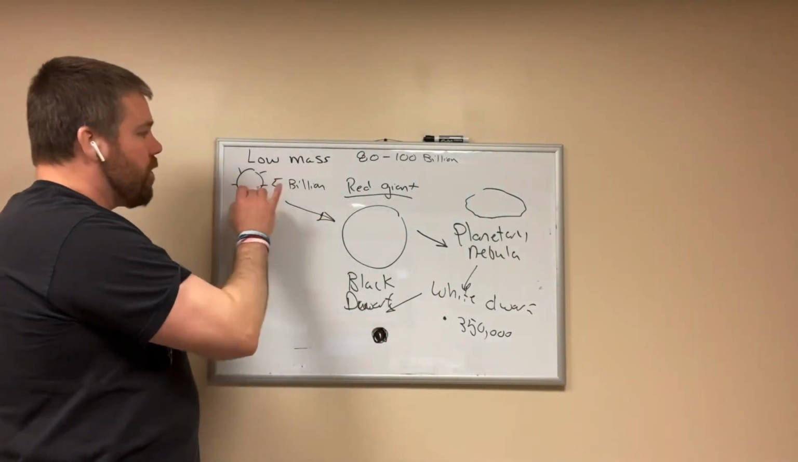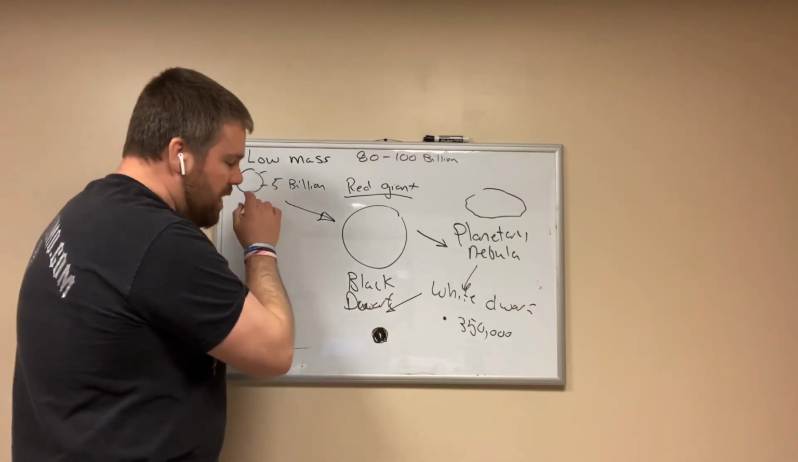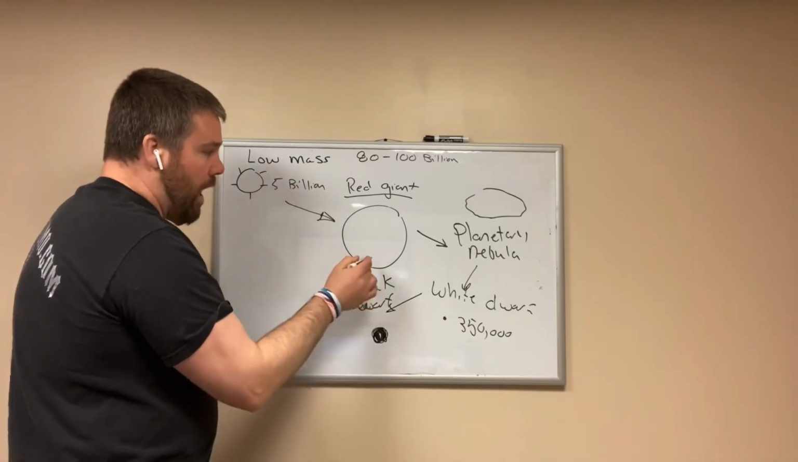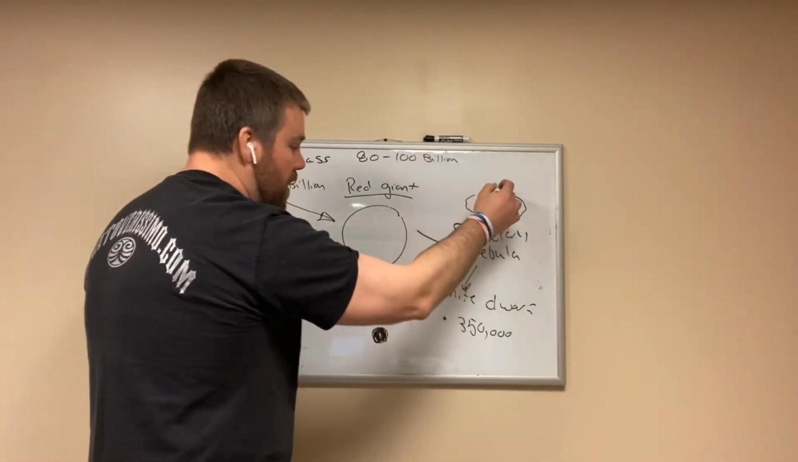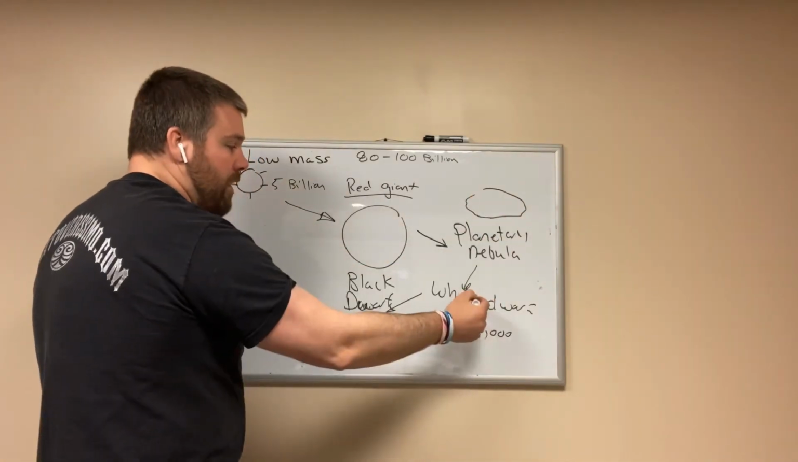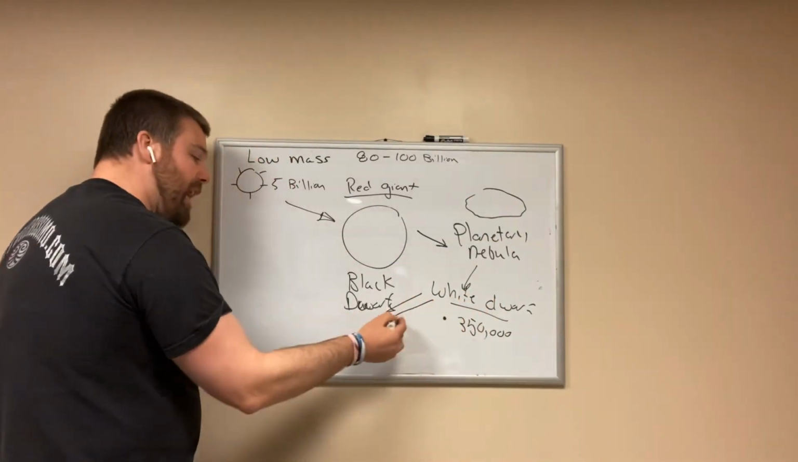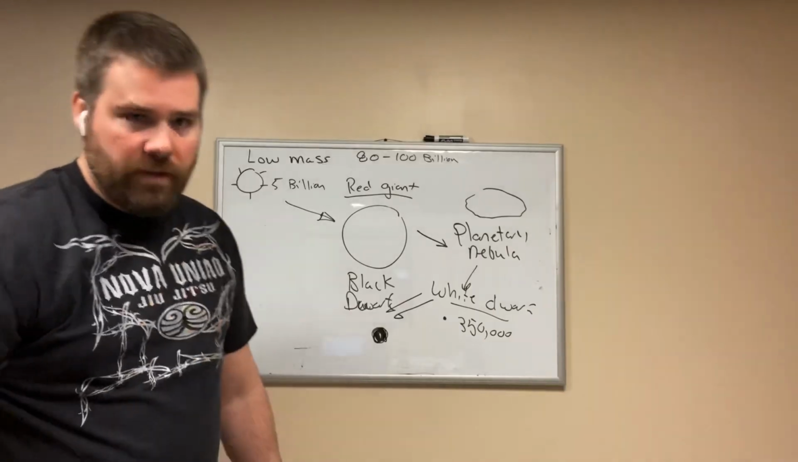So that's the cycle of a low mass star. We go from a main sequence star, a medium star, a regular star, to a red giant, from red giant to planetary nebula, from planetary nebula to a white dwarf in its last breath, and then from white dwarf to a black dwarf, and then it just fizzles out and disappears.